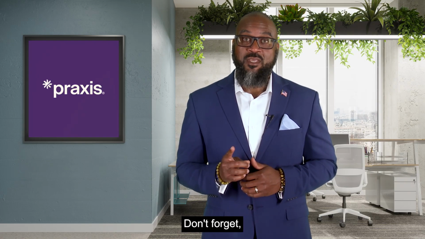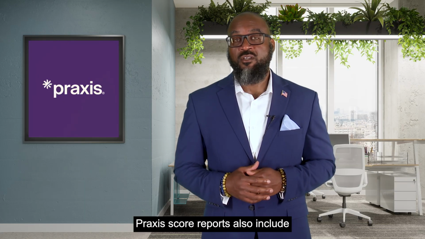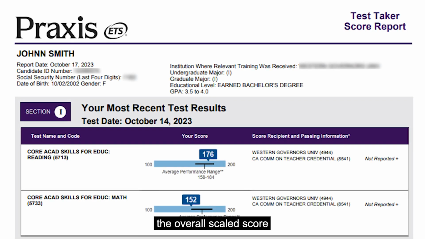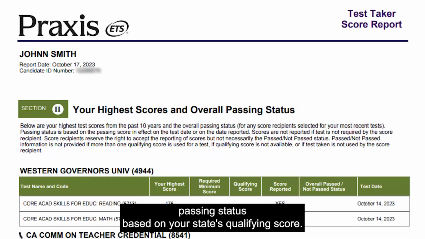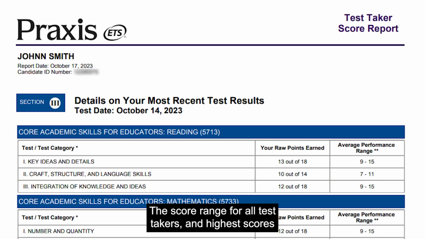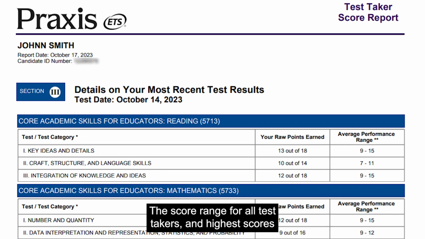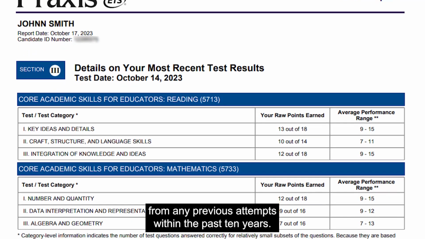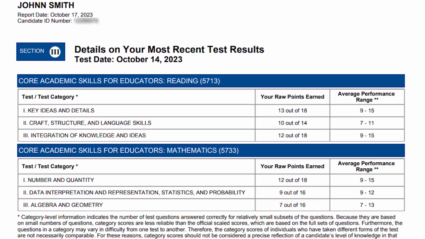Don't forget, Praxis score reports also include the overall scaled score, passing status based on your state's qualifying score, the score range for all test takers, and highest scores from any previous attempts within the past 10 years.